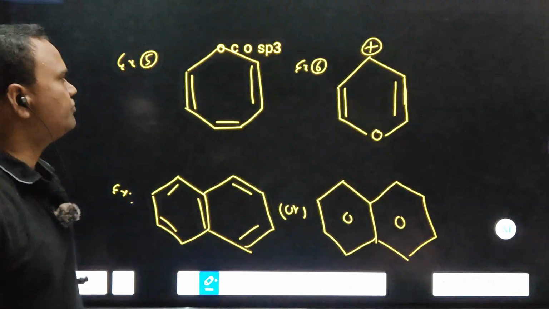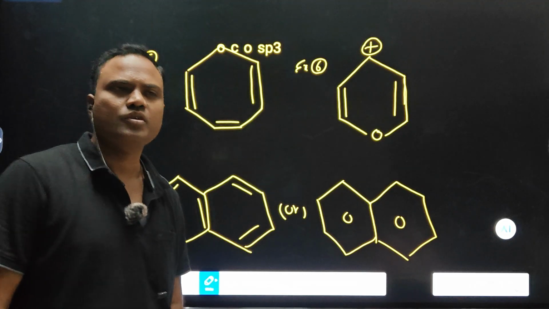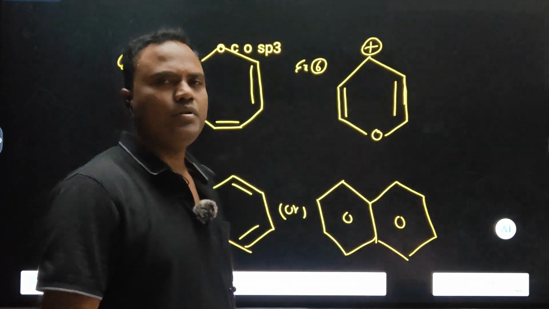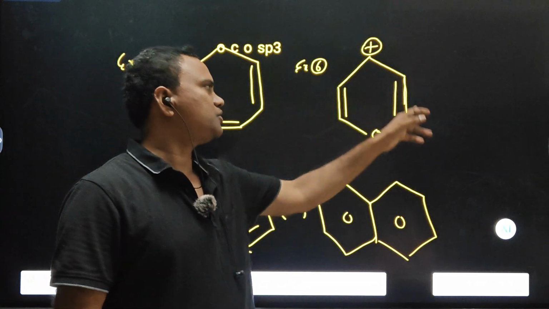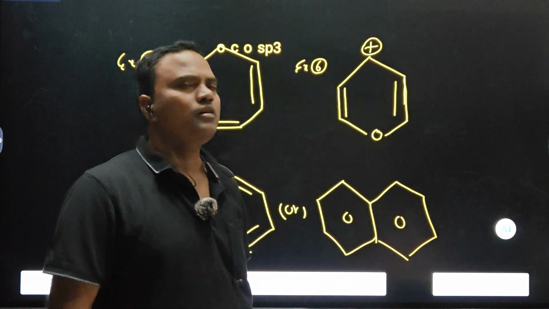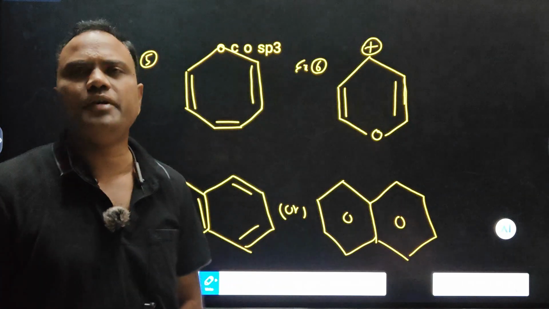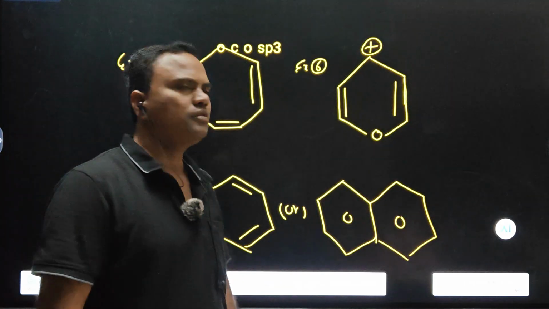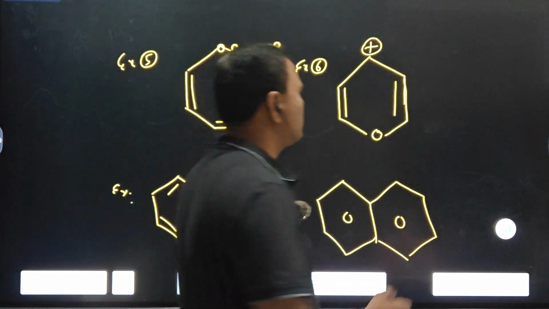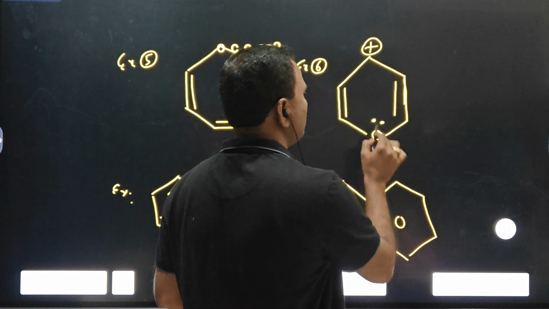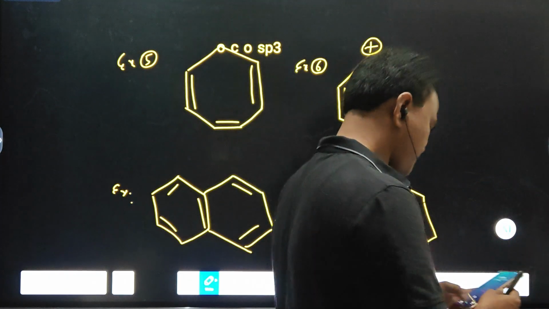Got it? Second one. First of all, tell me, planar or not? Cyclic, it is cyclic, no doubt. Planar, yes. sp2, sp2, sp2, sp2. All are sp2 carbon. This is also sp2 carbon. How many pi electrons are present here? Oxygen. What I said, when oxygen is present, what we have to do?